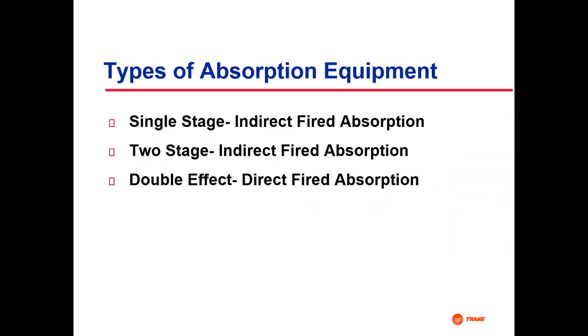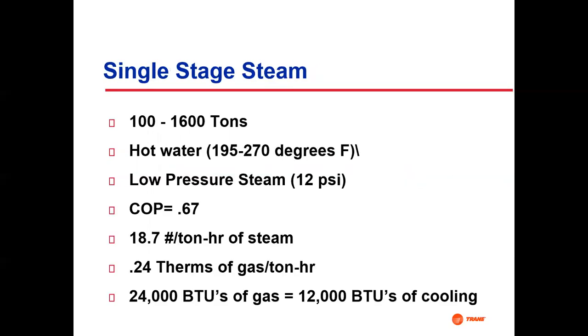Economics of gas cooling. Okay, so these are kind of the three options that you get. Single stage indirect fired, which means we're going to supply heat to it, steam, hot water, something hot. Single stage, double stage, or double effect direct fired. I don't believe they make a direct fired single effect, as far as I know. I've not seen one. Okay, so some of the numbers that we'll be looking at. So this was the size range we saw.